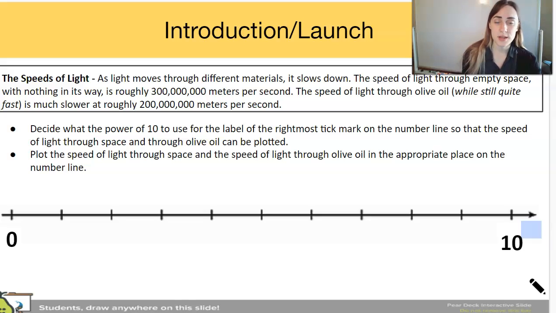And once you've had some time to think, pause if you need to. Once you've had some time to think, we'll read the bullets at the bottom because that's also important information for us to have. So then we see it says, decide what power of 10 to use for the label of the rightmost tick mark on the number line so that the speed of light through space and through olive oil can be plotted. Plot the speed of light through space and the speed of light through olive oil in the appropriate place on the number line.